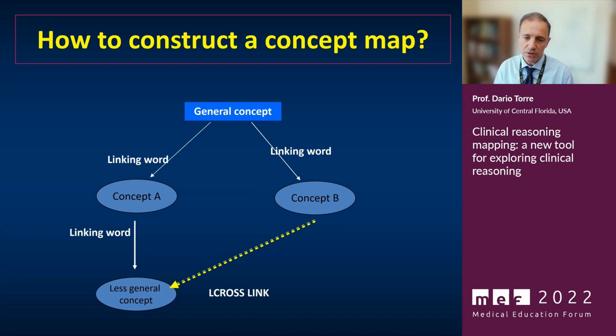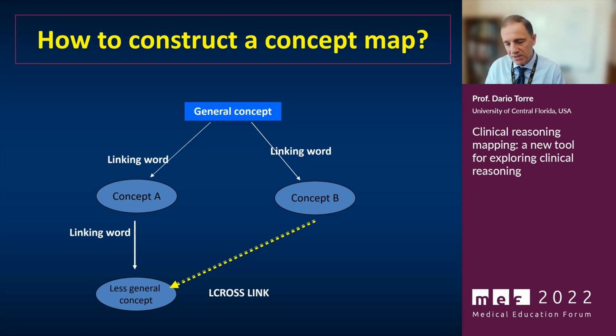hierarchy that is constituted by a general concept, which is typically put at the top of the map, but it could be in any position. It doesn't necessarily matter. Eventually there is a less general concept, and then there is a linking word that basically creates the meaning between the two concepts. And then you may continue to place the concepts and start to develop the relationships and the linking words.